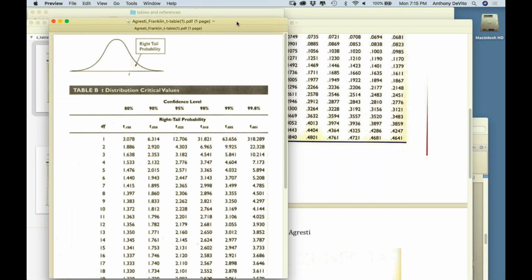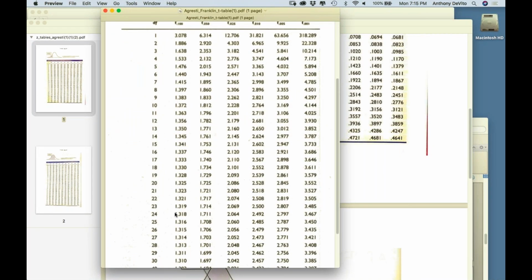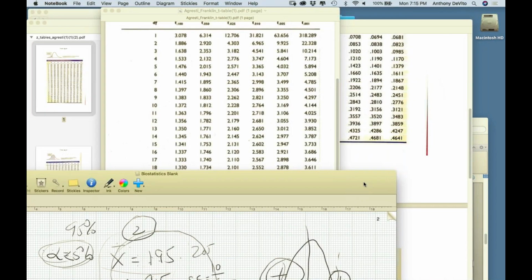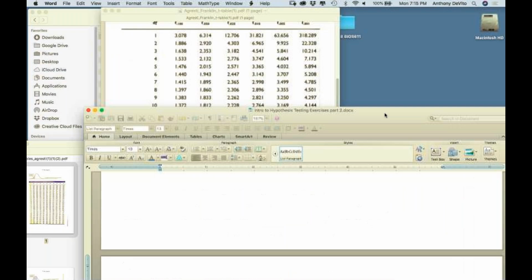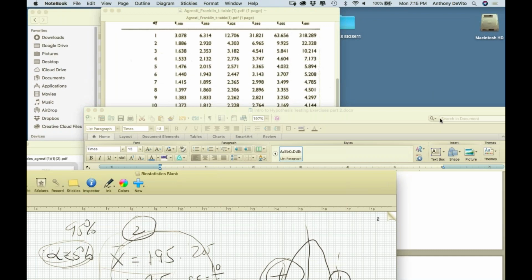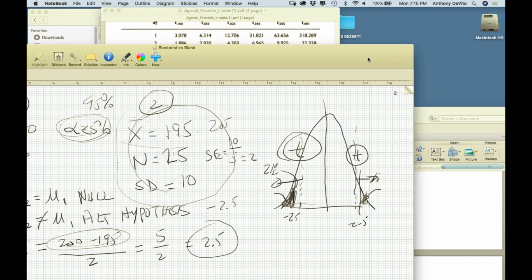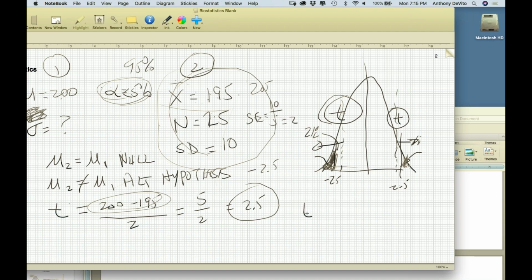So for a sample of size 25, that t-value, with 24 degrees of freedom, is 2.064. Are they more than 2.064 apart? They are, right? Since the value of t that I calculated is 2.5, which is greater than my critical value of t, the number of standard errors apart that I have to exceed, which was 2.064.